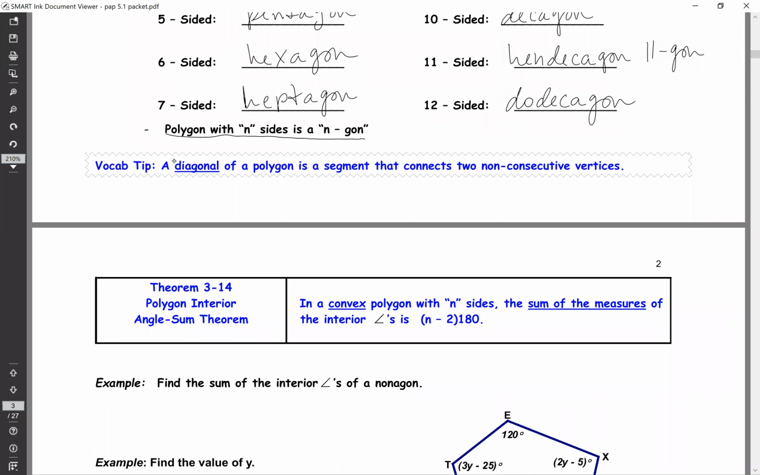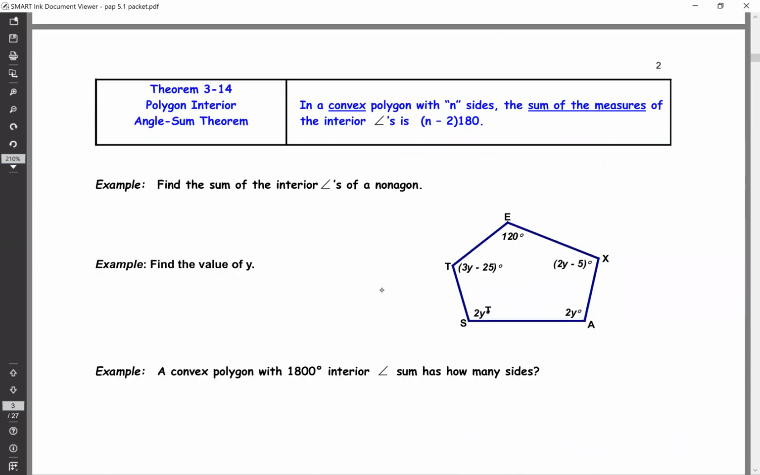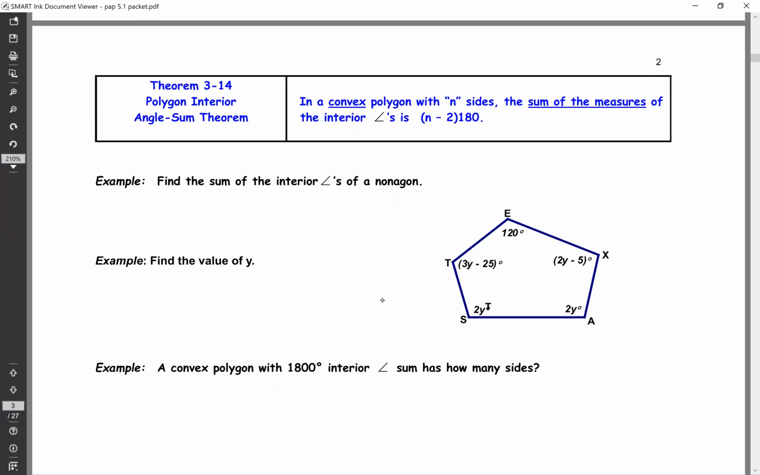The diagonal of a polygon is a segment that connects two non-consecutive vertices. So remember how before I was saying you have to skip a point before you can draw that diagonal? That's what that means. So turn the page here. We have our theorem here. It's the polygon interior angle sum theorem.